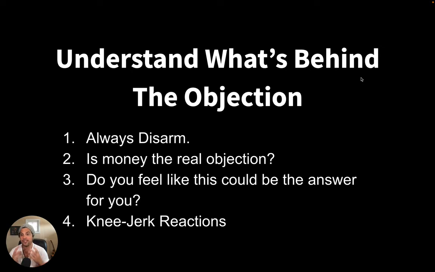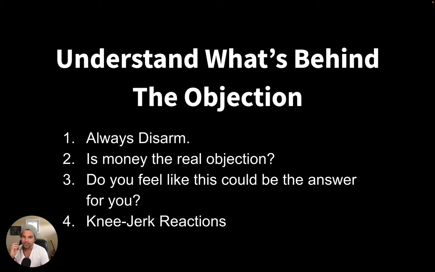Okay, now let's say you do get objections, because you will. It just happens in sales. What we need to understand is what's actually behind the objection. Okay, here are some things we need to think about. Always disarm. What does that mean? Always disarm is something like, the price is pretty high. It's kind of above our budget, whatever it might be.